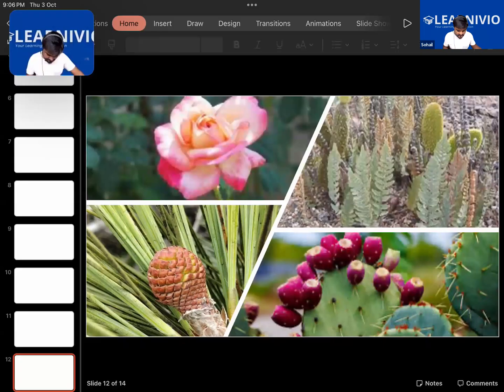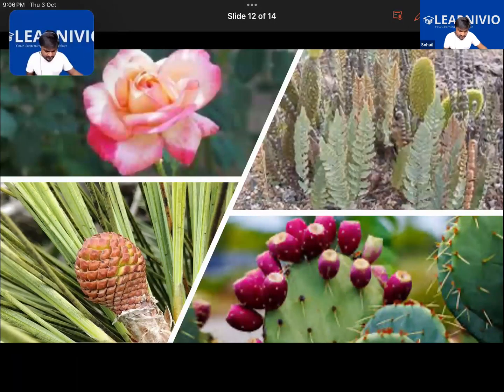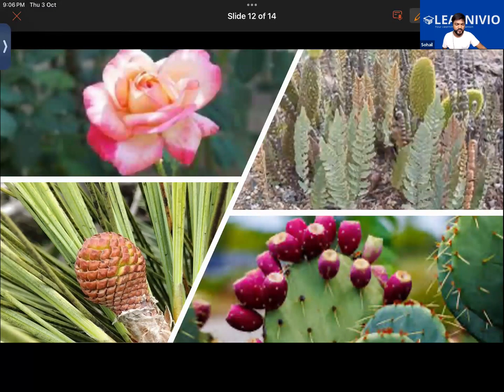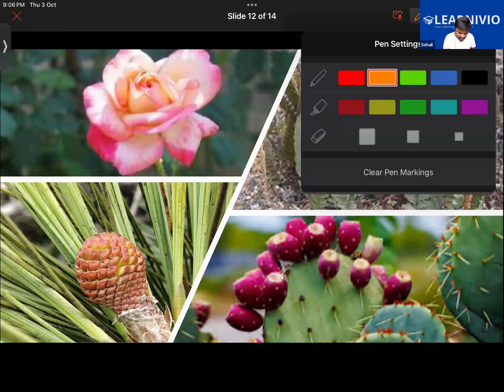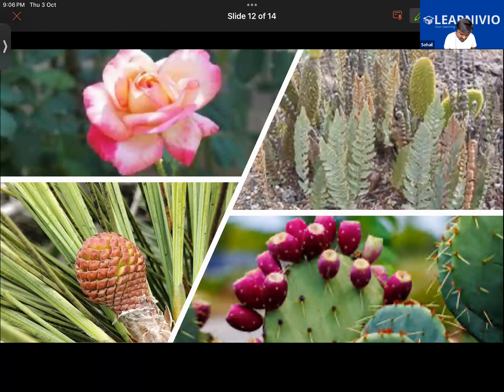The first kind of plant that you see here is a rose plant. Now there are different species of the rose plant. Some of the species of rose plants are xerophytes. They can survive in dry conditions and withstand the heat of this extreme sunlight. So we have the example of the rose plant.